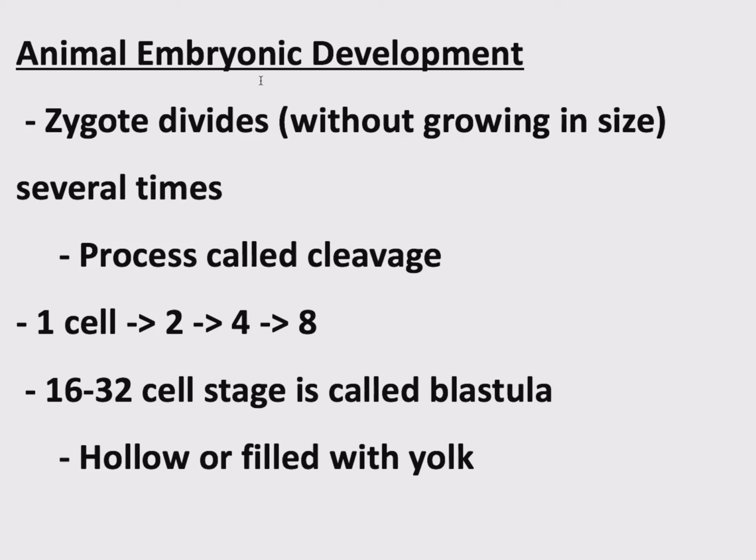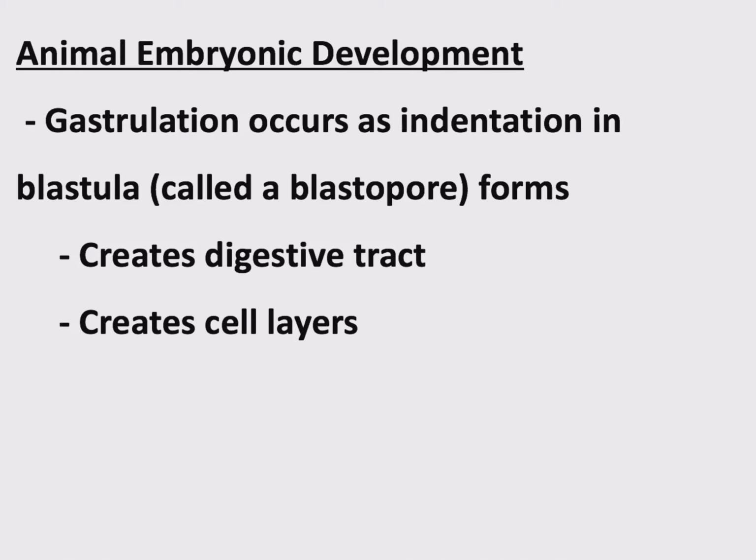Animal embryonic development. The zygote divides, like I said, without growing in size several times. This is called cleavage. 1 cell, 2 cell, 4 cell, 8 cell. It's simple enough. The blastula is this 16 to 32 cell stage. It can be hollow or filled with yolk. And then we have that indentation. Gastrulation occurs as an indentation in the blastula called the blastopore. Don't get these mixed up. The blastula is that group of cells. The blastopore is the indentation. Makes sense. It's kind of like a pore, an indentation, whatever. As that forms, this creates a digestive tract, and this results in cell layers.